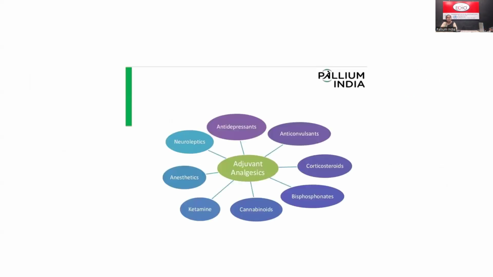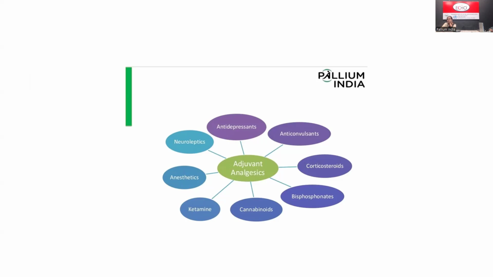adjuvant drugs: antidepressants, anticonvulsants. They have a role in neuropathic pain. If the patient has neuropathic pain, as an adjuvant, we can add what? Antidepressants. For example, if the patient has aching pain, continuous aching pain, but at the same time they have a burning pain also.